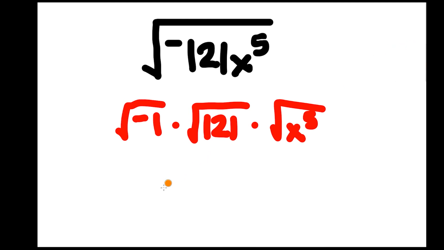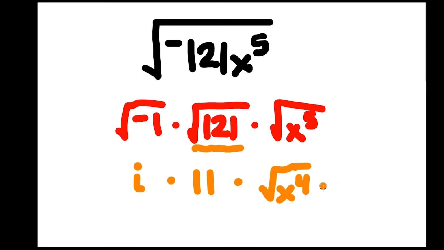Okay. From here, I'm going to turn the square root of -1 into i, just like we've done before. The great thing about this square root of 121 is that it's a perfect square, so it's just going to be 11. And then this one here, we're doing the square root of x to the 5th. We need to figure out how many perfect squares are in that. Well, the perfect square that I'm looking at here is x to the 4th. X to the 4th is a perfect square, but we still need to multiply it by the square root of x as well, because the square root of x to the 4th times the square root of x to the 1st is equal to the square root of x to the 5th.